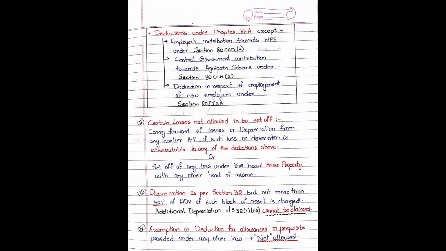Also, under the default tax regime, the assessee cannot claim exemption or deduction for allowances or perquisites which are allowed under any other law. Okay, exemption or deduction for allowances or perquisites provided under any other law is not allowed as deduction under the default tax regime.